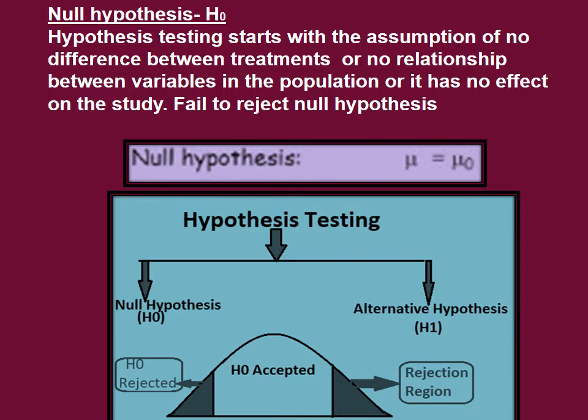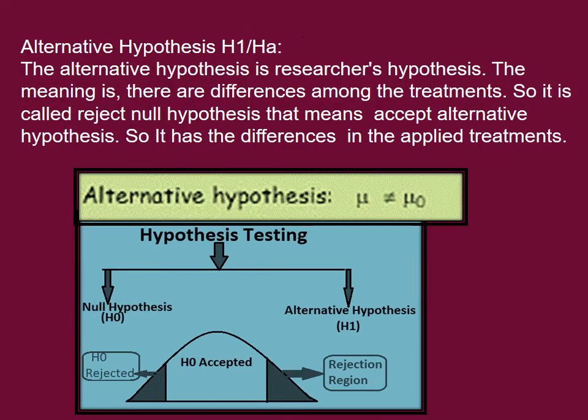Reject the alternative hypothesis. That's the thing you need to understand. Only one result may come. Both results we can't get. Then if the null hypothesis fails to be rejected, we have to reject the alternative hypothesis. If we reject the null hypothesis, we have to accept the alternative hypothesis. That's the thing you need to understand here.